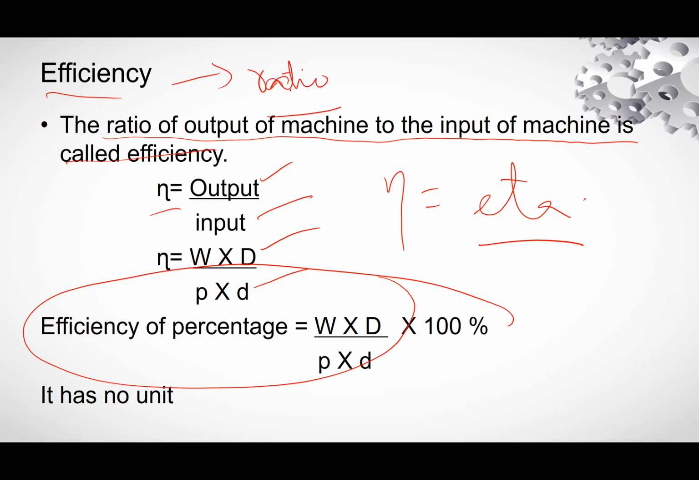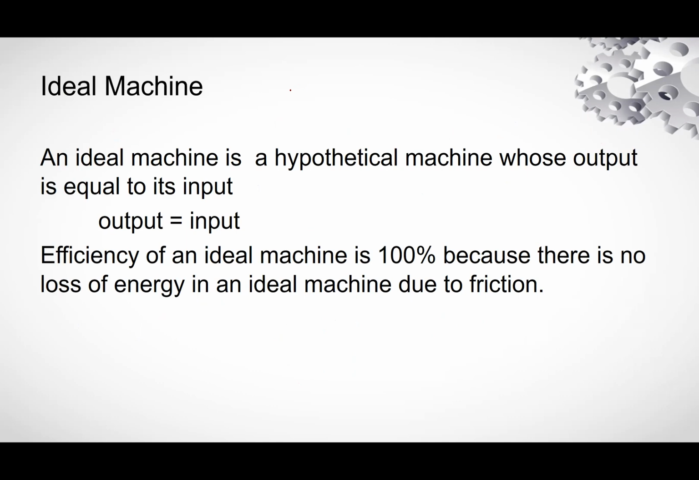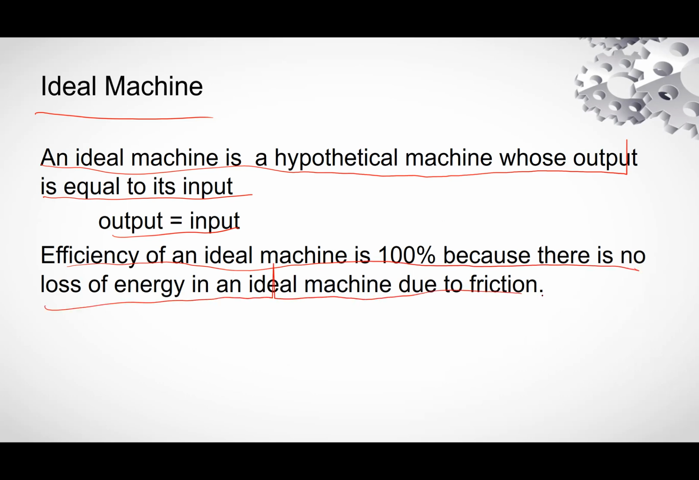Ideal machine. An ideal machine is a hypothetical machine whose output is equal to the input. This is the equation. The efficiency of an ideal machine is 100% because there is no loss of energy due to friction in an ideal machine. Ideal machines are not possible, they do not exist. It's only a dream.